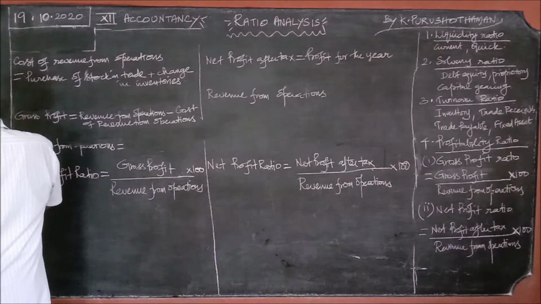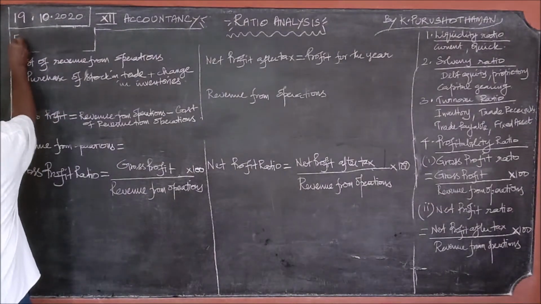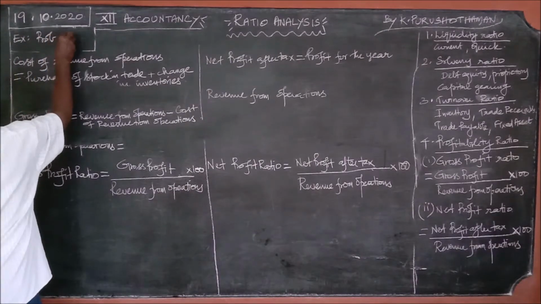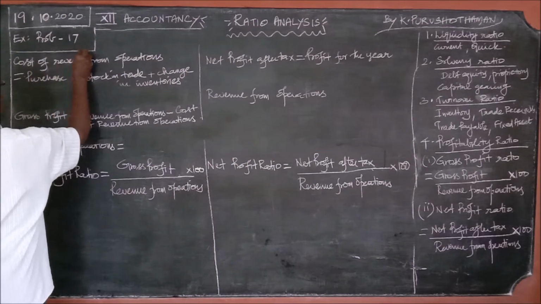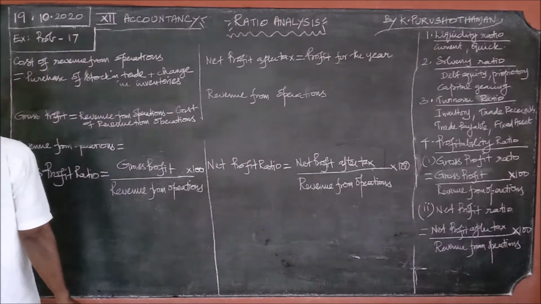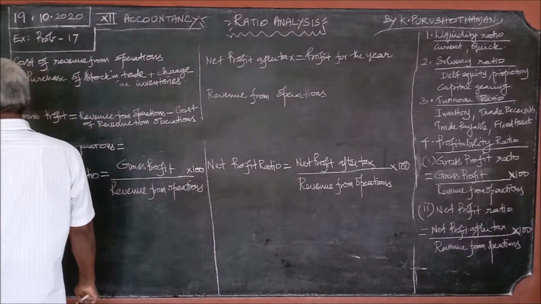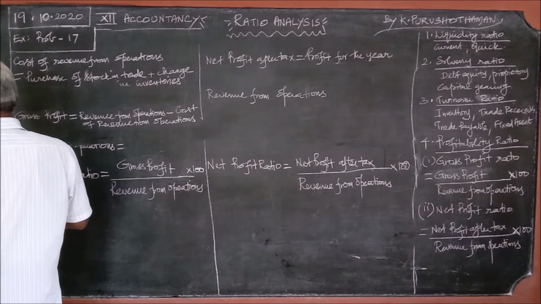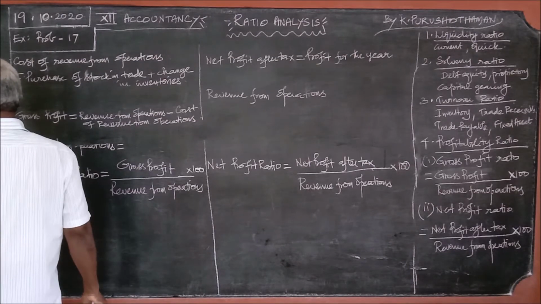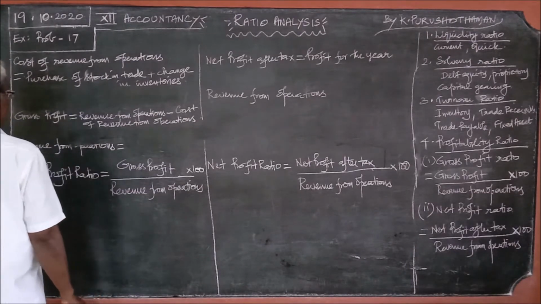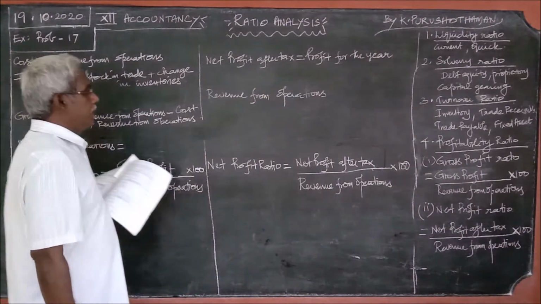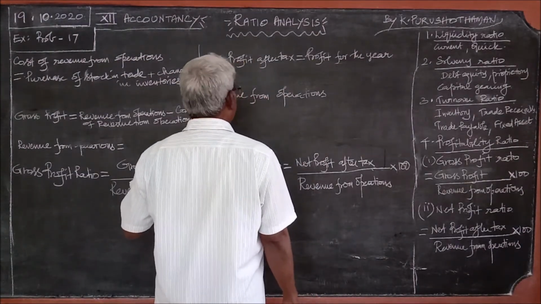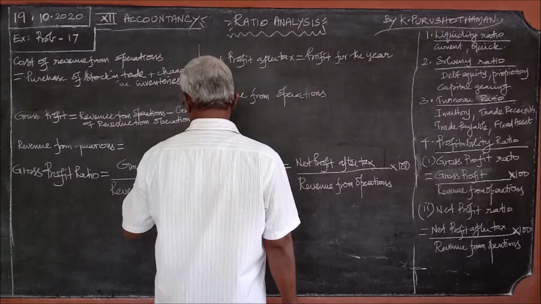Now we shall pass on to exercise problem 17. In this also, the two questions are asked: calculate gross profit ratio and net profit ratio. You see, we can do the net profit ratio because all the information is available readily.